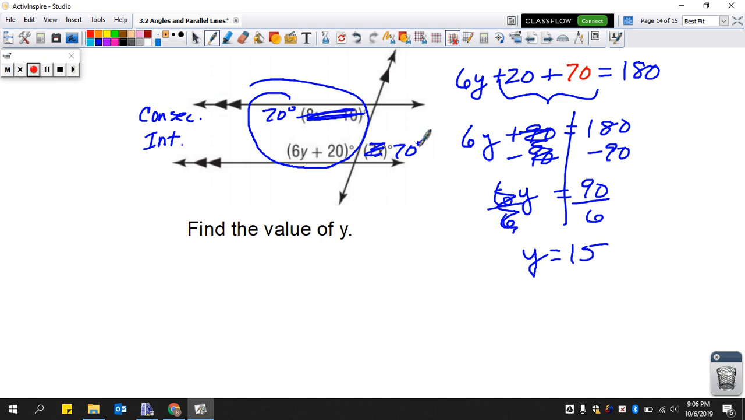All right. So we know that the value of y is equal to 15. If it asks us to find the measure of the angle, there's a couple different ways of doing that. We could take this 15 and plug it into here, and we could say 6 times 15 is 90, plus another 20 is 110. Okay, we can find out it's 110 that way, or we could say, well, I know that they have to add up to 180. This is 70, so 180 minus 70 is equal to 110. And you can see that is in fact the case.